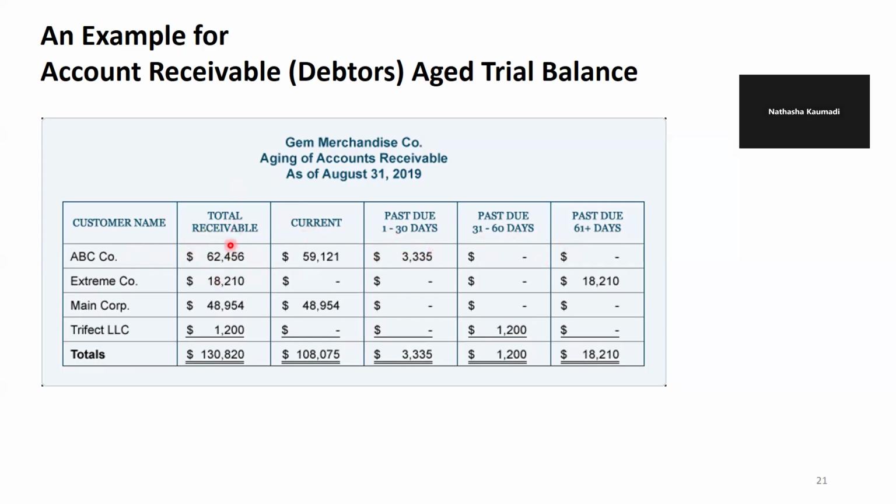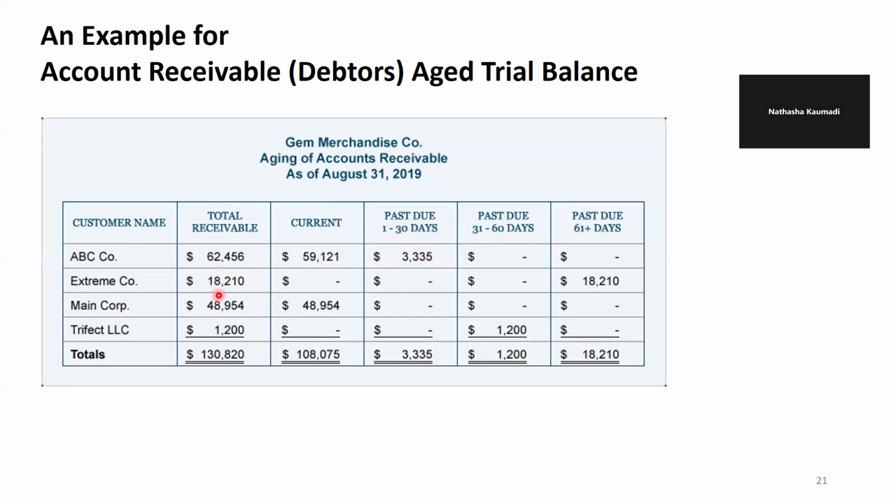So here 62,000, 59,121 balance is coming under the current bucket. That means this is a very new balance, not much older. But 3,335, that is 1 month old. That means you are putting it into the 1 to 30 days bucket.